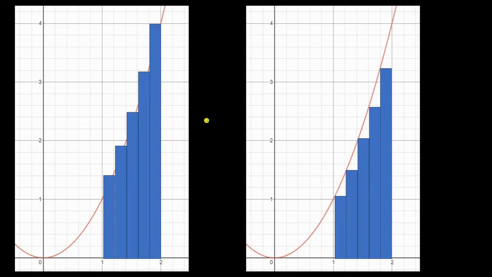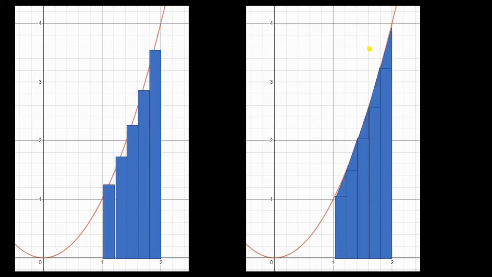Here are four ways to do that. First, using right rectangles, where the height is the right endpoint. Alternatively, you can use left rectangles, which are rectangles where the height is the left endpoint. Midpoint rectangles are rectangles where the height is the average of the right and left endpoints. Or you can use trapezoids.